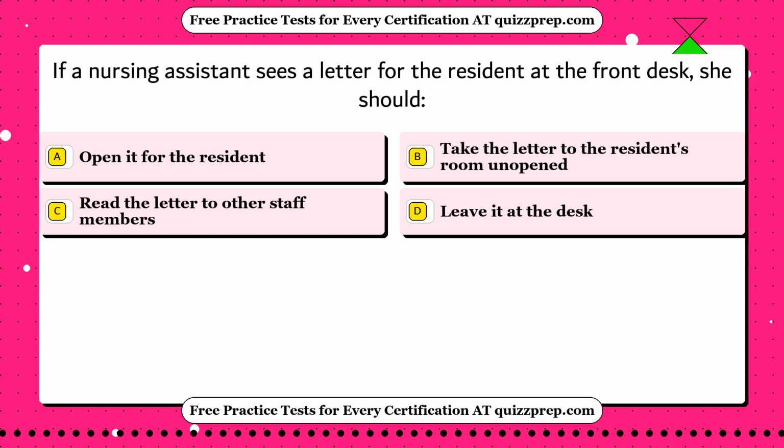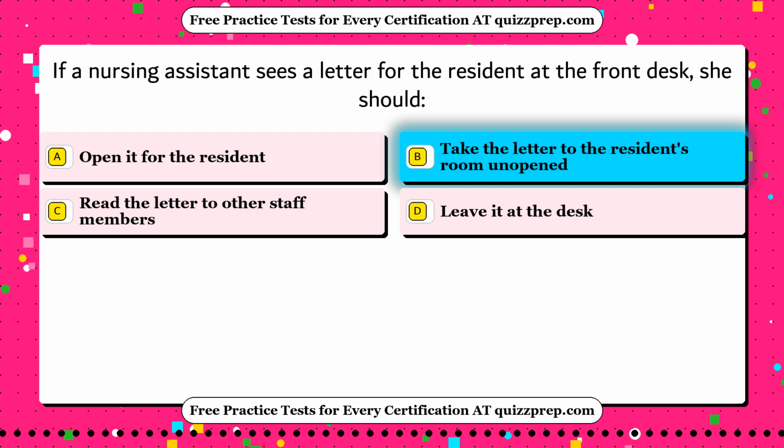Question 8. If a nursing assistant sees a letter for the resident at the front desk, she should: Option A. Open it for the resident. Option B. Take the letter to the resident's room unopened. Option C. Read the letter to other staff members. Option D. Leave it at the desk.